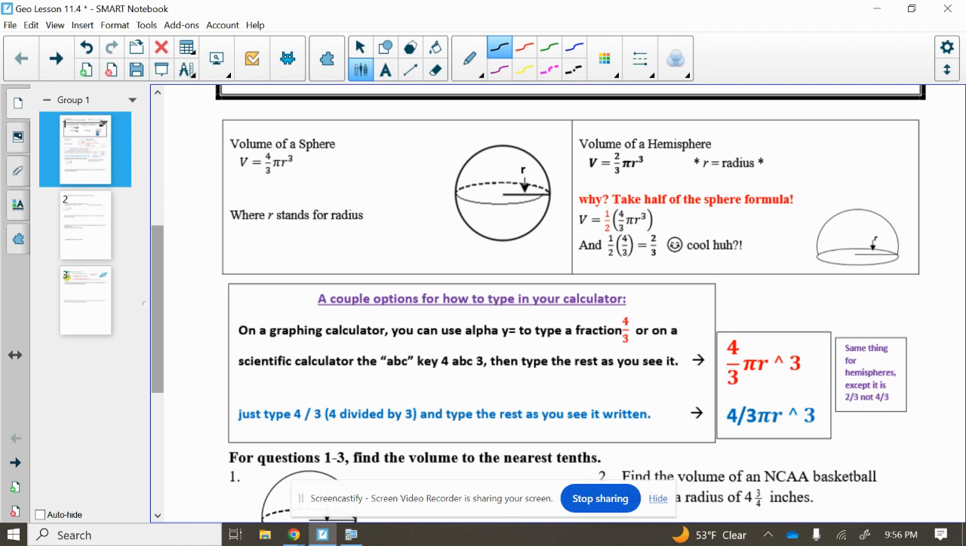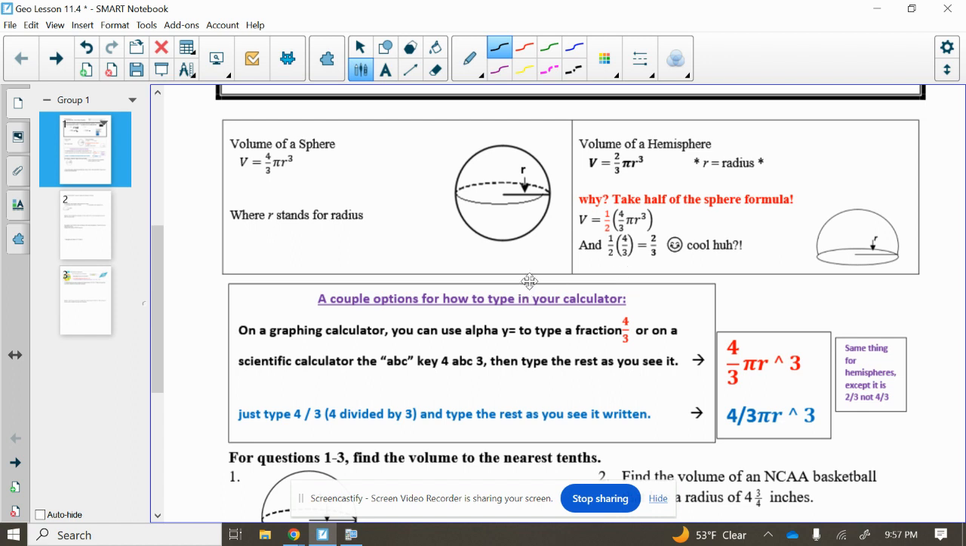All right, now today we're going to talk about volume of spheres. The volume of a sphere is 4/3 times pi times your radius value to the third power. And then the volume of a hemisphere is just 2/3 pi r to the third power. And again, why is it 2/3 versus 4/3? Well, a sphere is double a hemisphere. So if we take half of the volume of our sphere, we will get the hemisphere, and 1/2 times 4/3 would reduce to be 2/3.